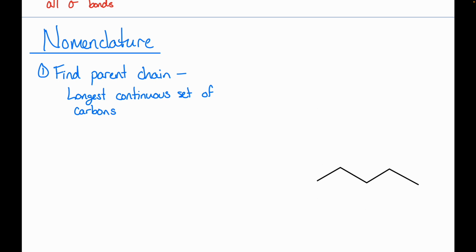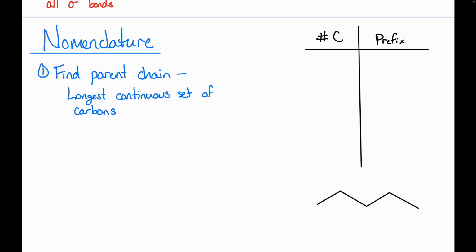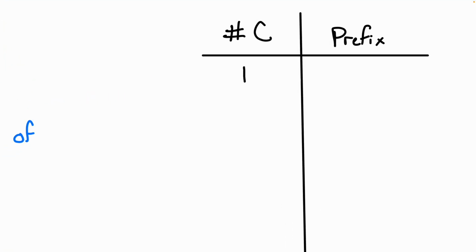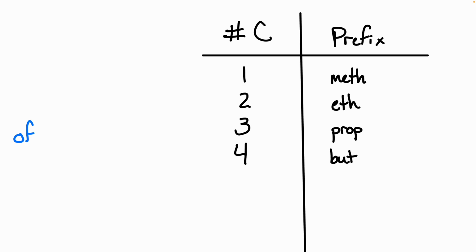All right. So what we need to do is we have this set of prefixes. We're going to make a little table here, a little cheat sheet to have in our notes. Number of carbons and the prefixes we use. All right, so 1, we use the prefix meth. 2 is eth. 3 is prop. And 4 is but.